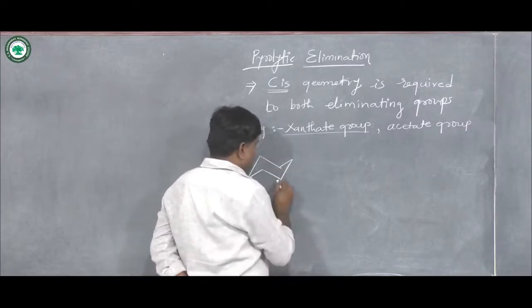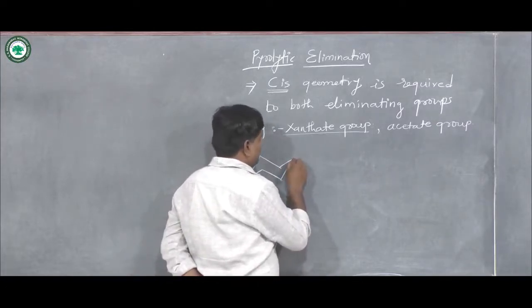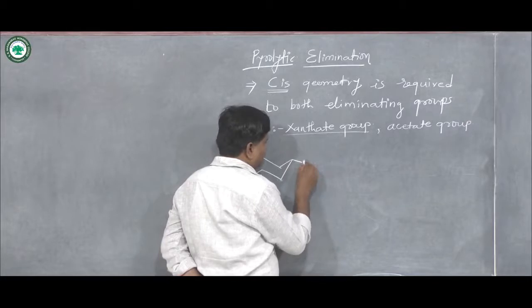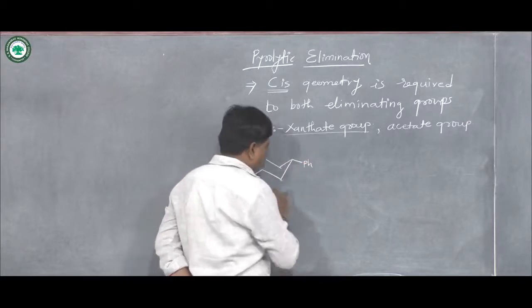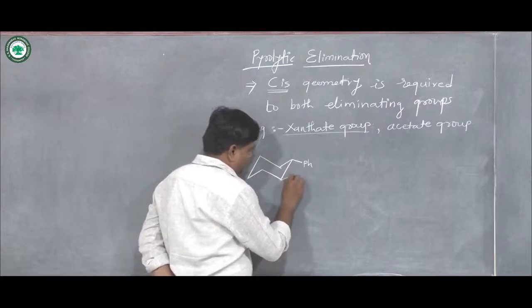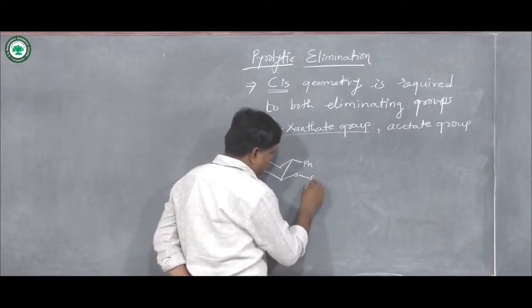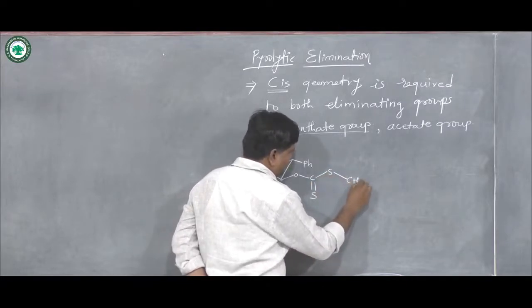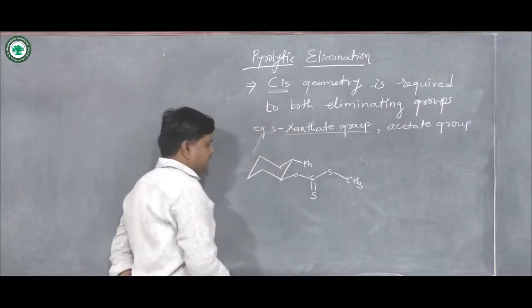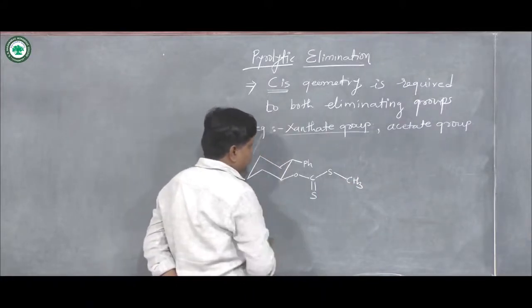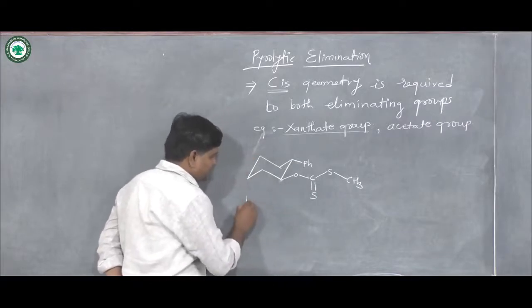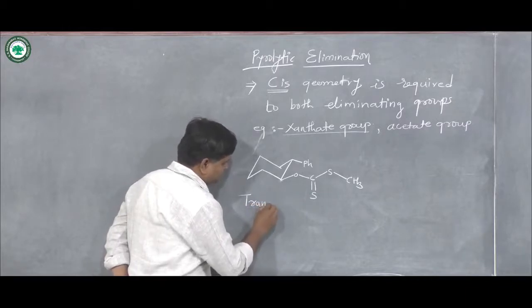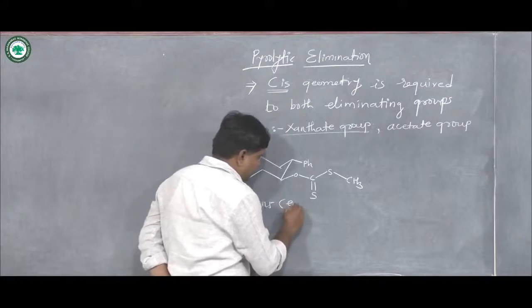Okay, so suppose we take another substituent having a phenyl group, C6H5. Here this is oxygen, this is carbon, this is sulfur, this is another sulfur, and this one is the methyl group. So this is our bulkier substituent, which is xanthate, and in that case we write here this is a trans conformer, trans equatorial.